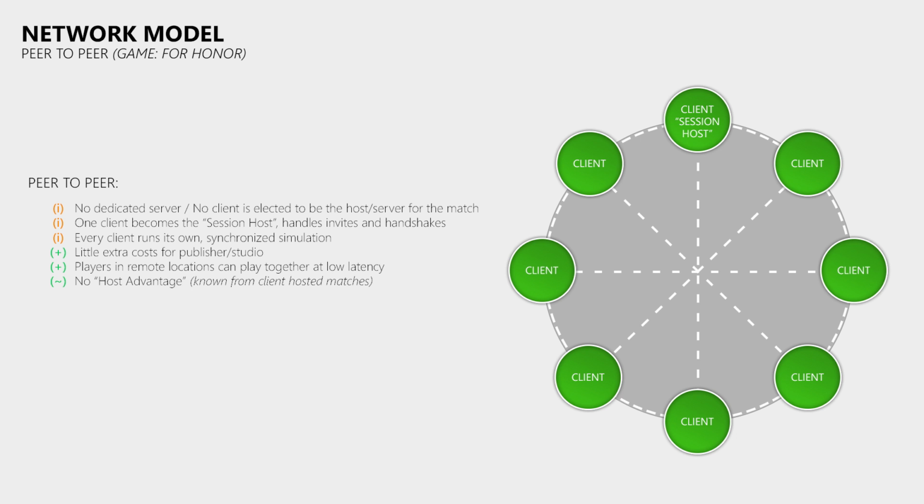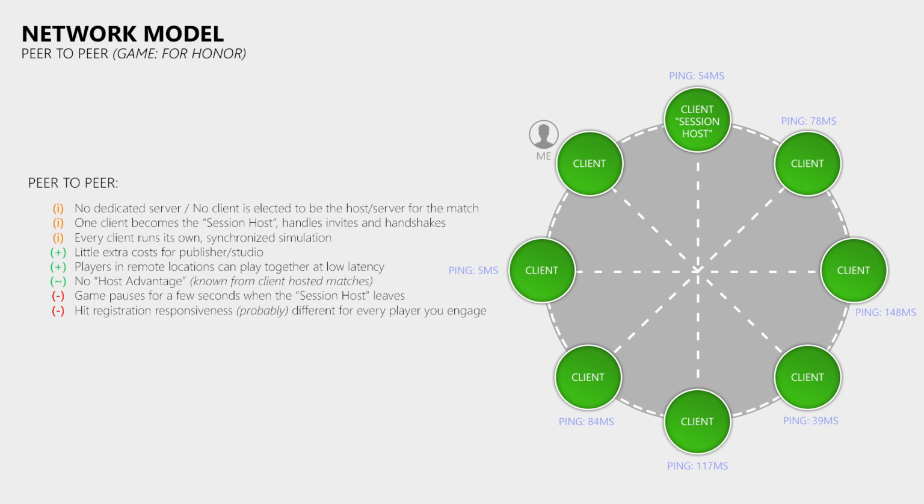One downside of this network model is that the game will pause for several seconds when the session host leaves, as another client must then take over his function. That said, while this is very disruptive, it does not take as long as when the game host disappears in a client-hosted match. Another downside is that because every client runs its own simulation, the responsiveness of the hit registration will probably also vary depending on the ping of the player you engage. So when you fight a player to which you have a ping of 5 milliseconds, then the hit registration might feel better than when you engage a player to which you have a ping of 148 milliseconds. Or players who have a high ping make the hit registration less responsive in general, as the clients keep the simulation in sync.